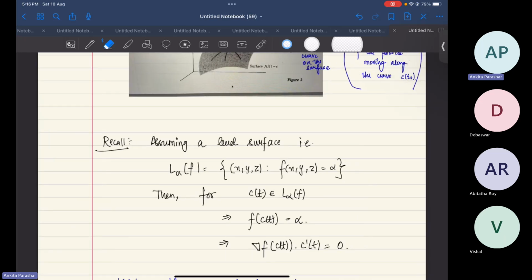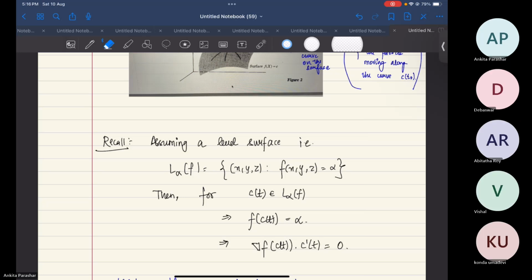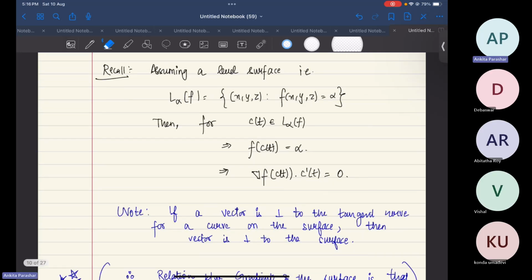Assuming all these things, and following the notation, as sir also mentioned, assume the level surface. Given that surface, you can always see the level surface, right? If you fix any curve c(t) on that surface, then f of c(t), since the curve is on the surface, has to satisfy the equation of that surface. So f of c(t) has to be alpha. From here, I will simply use the chain rule.